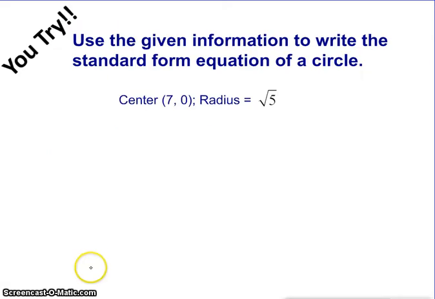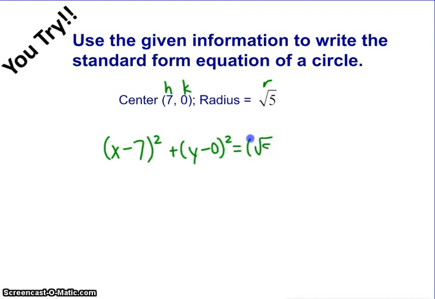All right, so we're coming up on a you-try problem. Go ahead and pause the video and give this a shot now. So we have an h, a k, and an r. If you haven't finished the problem, you need to still pause it, and then you can unpause and watch the answer once you're done. So x minus h, which is 7 squared, plus y minus 0 squared equals the square root of 5 squared. So I have x minus 7 squared plus y squared equals 5.